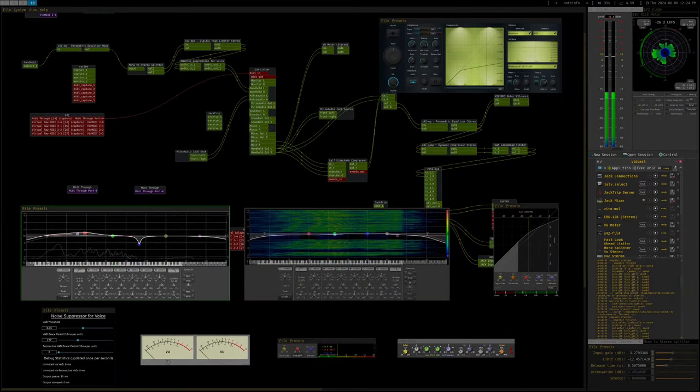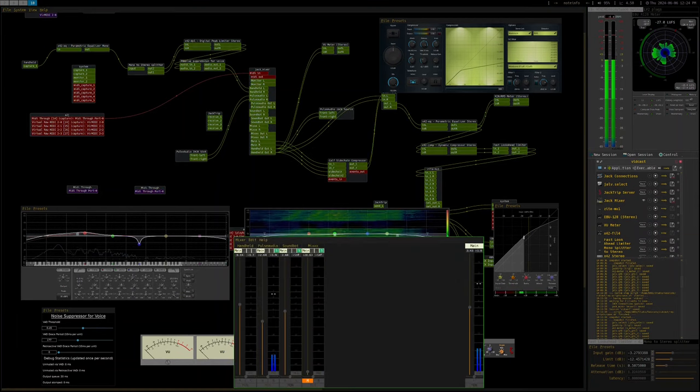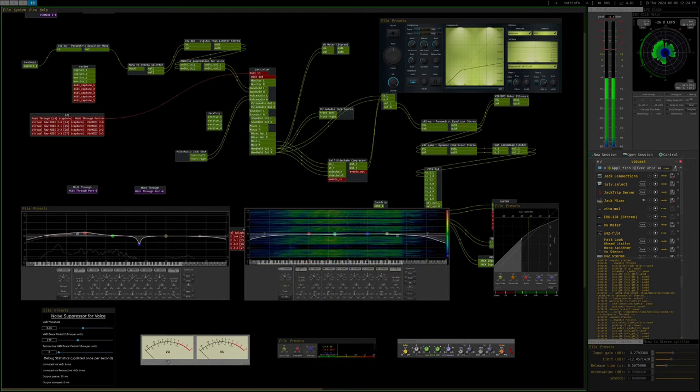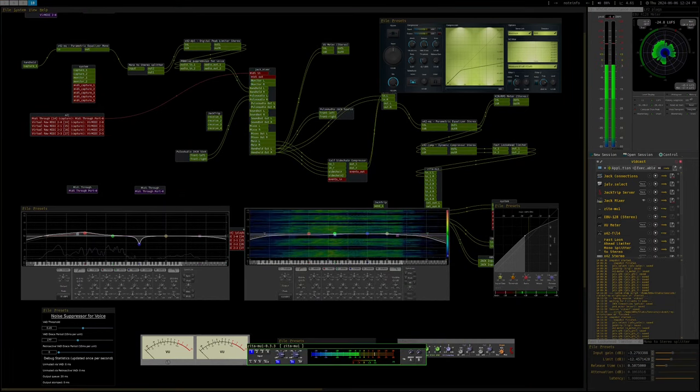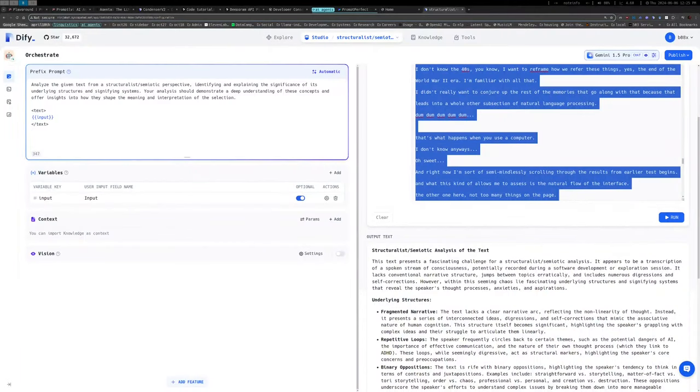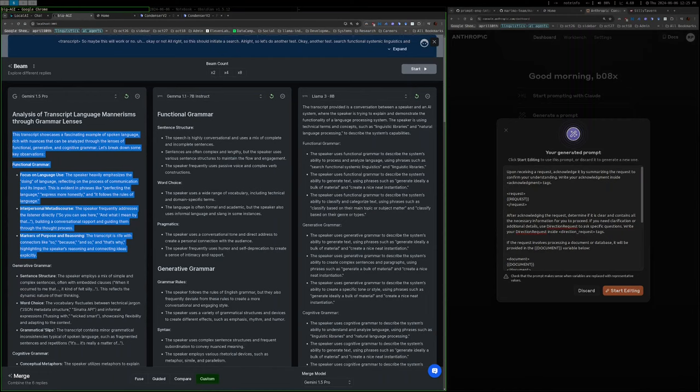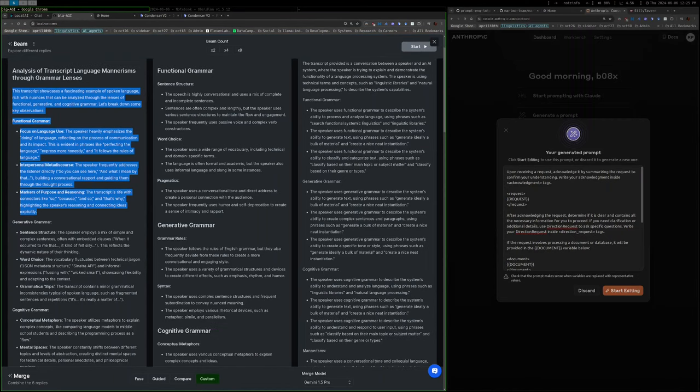Functional grammar, focus on language use. The speaker heavily emphasizes the doing of language, reflecting on the process of communication and its impact. This is evident in phrases like, perfecting the language, express more honestly, and it follows the rules of language. Interpersonal meta discourse: the speaker frequently addresses the listener directly, so you can see here, and what I mean by that, building a conversational rapport and guiding them through the thought process.